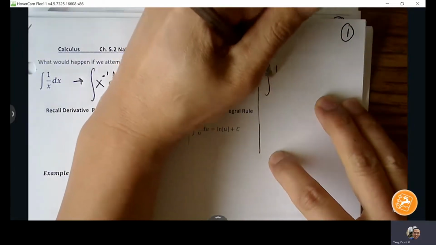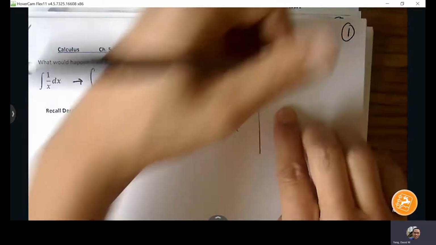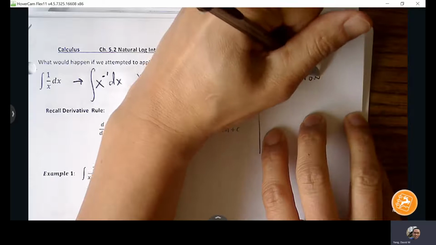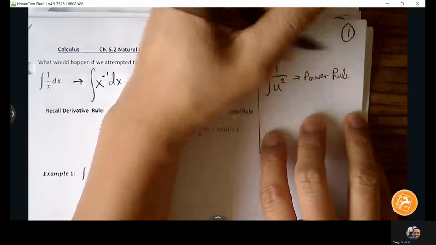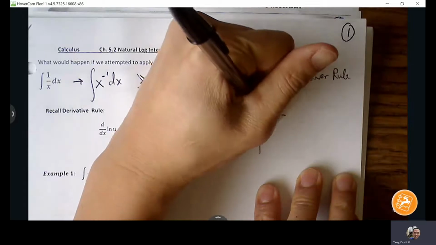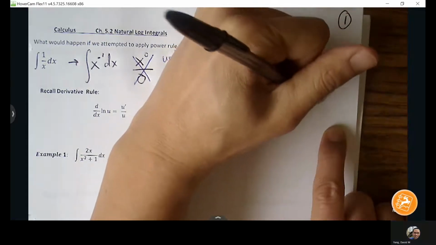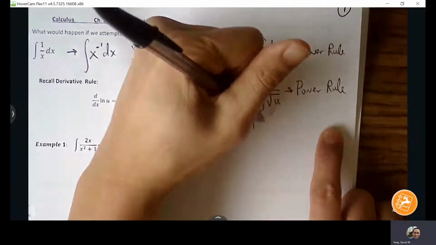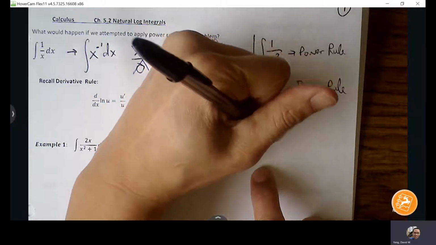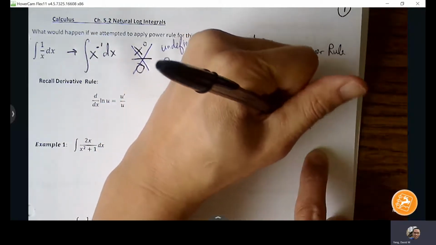To the first power, right? So what that means is if we see 1 over u squared, this is not the natural log rule. You bring it up, you've got to do the power rule for this, right? If you see the integral of 1 over square root of u, same thing, that's not u to the first power, this is also the power rule. Only in this one scenario of 1 over u to the first power are you going to use the natural log rule.